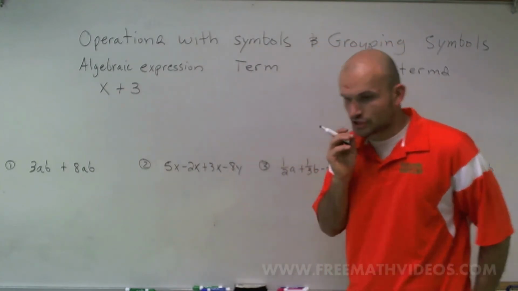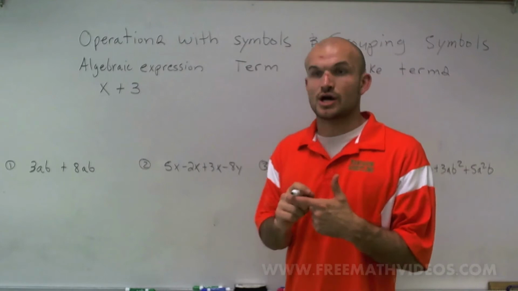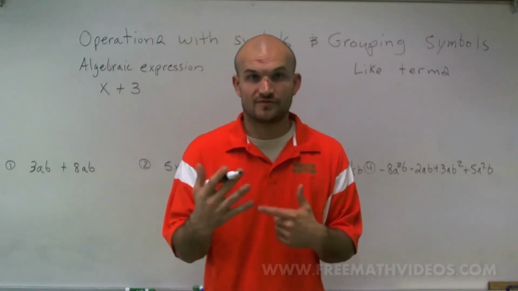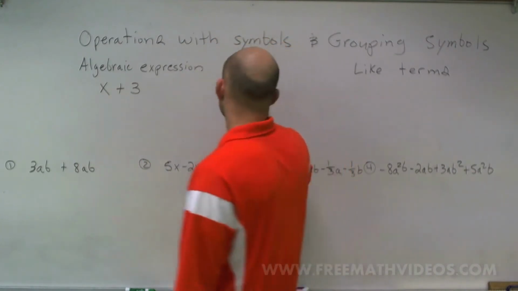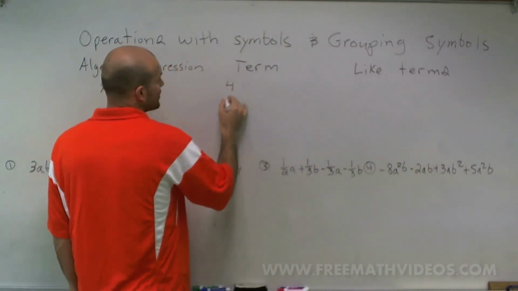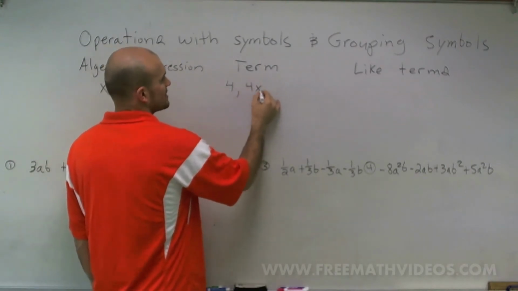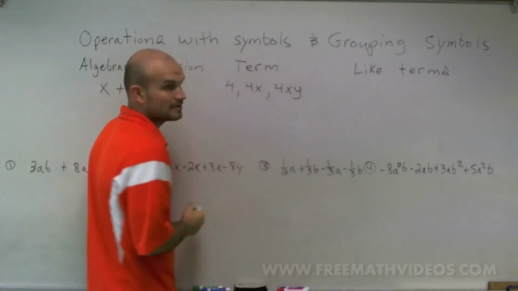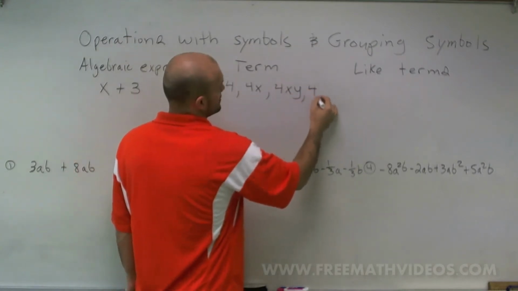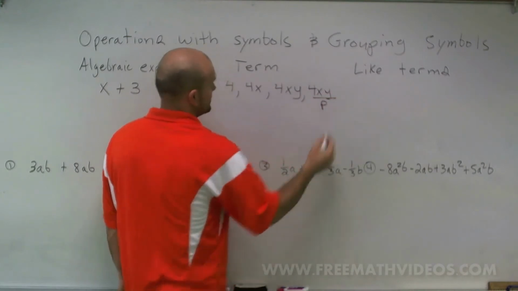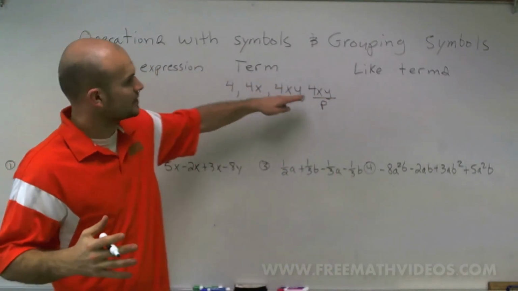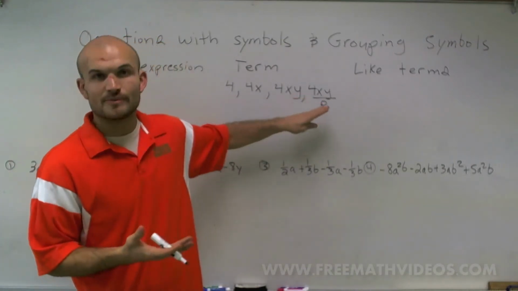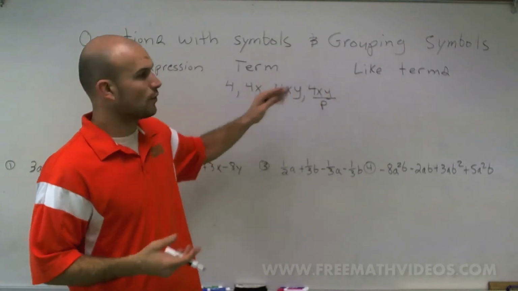Now the next thing we need to talk about is terms. All a term is, is a number, a variable, or the product or quotient, division, of those. So what I could say is, 4 is a term, so is 4 times x, so is 4 times x times y, and so is 4 times x times y divided by p. So whenever we take a real number and we have our terms, anytime that there's multiplication or division, it is still going to remain a term. So this is an example of 4 different terms.